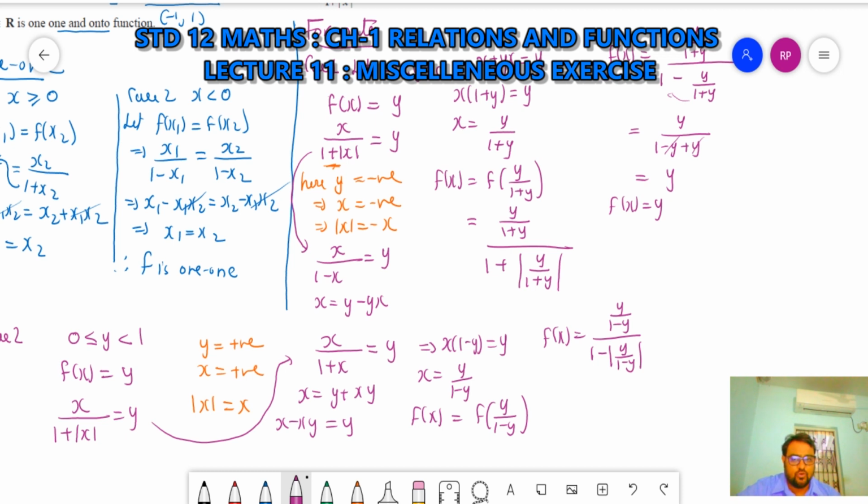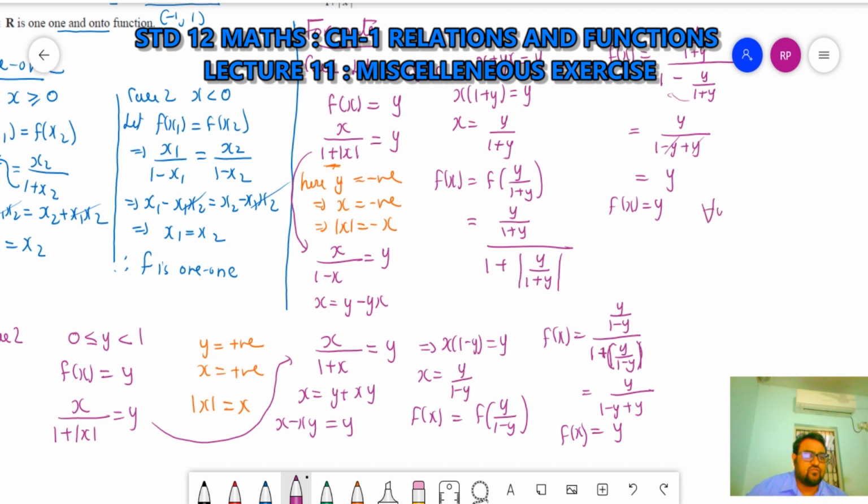Now y is positive and less than 1, so 1 minus y is also positive. So I'll remove the modulus, its sign will not change. Sorry, it's 1 plus, not minus. So this will be equal to y upon 1 minus y plus y, and that will be equal to y. Here also I got in case 2, f(x) equal to y, right?